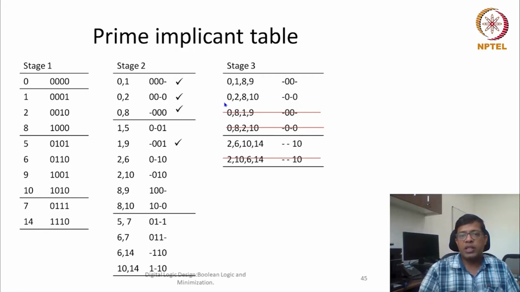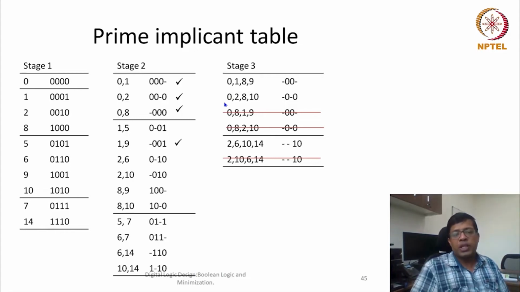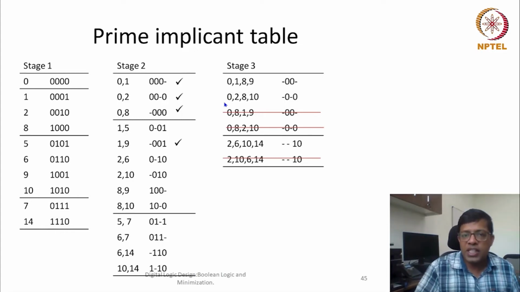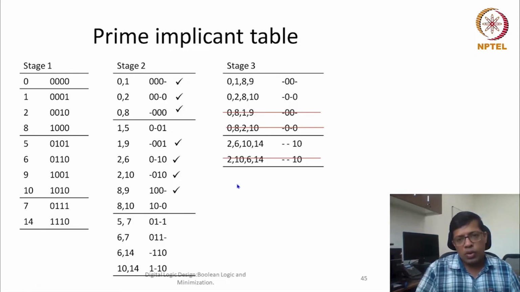1 5 has not been covered, so 1 5 will not be ticked. Then we'll see for 1 9. 1 9 is covered by the first implicant of stage 3. 2 6 is covered by the first implicant of group 2 or group 1 of stage 3. Similarly, now we can see 2 and 10 has also been covered. It has been covered here, as well as here. 8 and 9 is also covered by the first implicant. 8 and 10 is covered by this implicant.